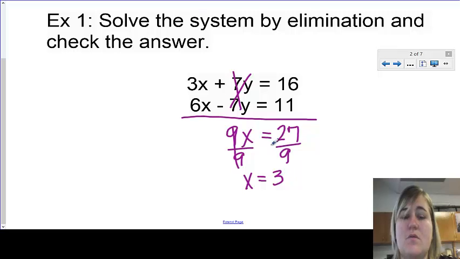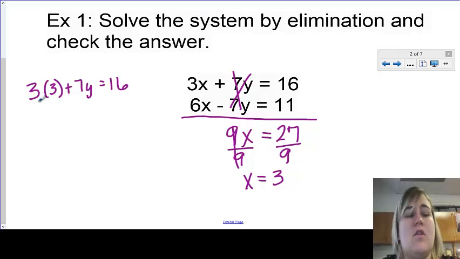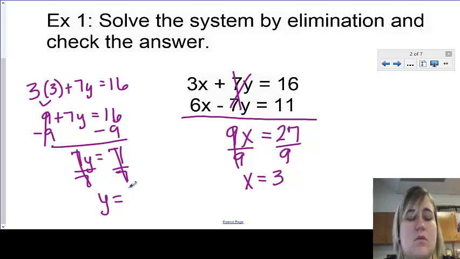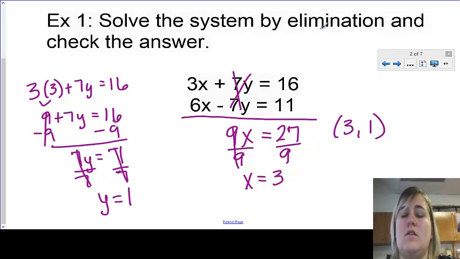Well, now that I know that x equals 3, I can take it up here and plug it into one of my original equations. So I have 3, and instead of x, I'm going to put 3, plus 7y equals 16. 3 times 3 is 9, plus 7y equals 16. Subtract 9 from both sides. I have 7y equals 7. To get y by itself, I divide by 7 on both sides. So I end up with y is equal to 1. So my solution is 3, 1.